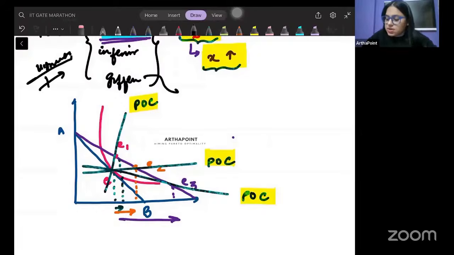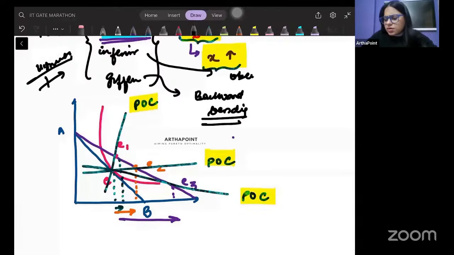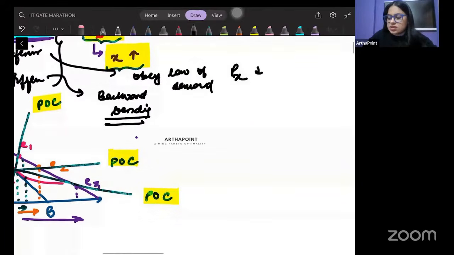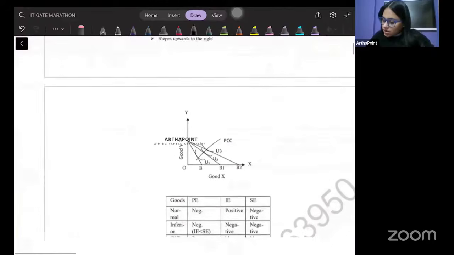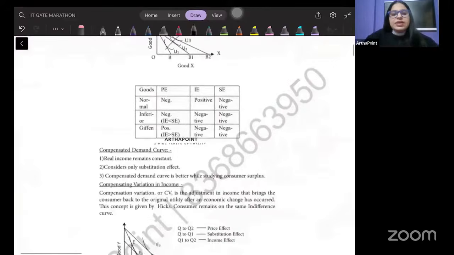For Giffen goods, the price offer curve becomes backward bending. And inferior goods also obey the law of demand. So when the price of this good decreases, its demand should increase. We don't have any issue there. But only here, for Giffen goods, it will be backward bending. That is another thing that you have to remember. So that is it that I have here. Then beta, here just come to this box.